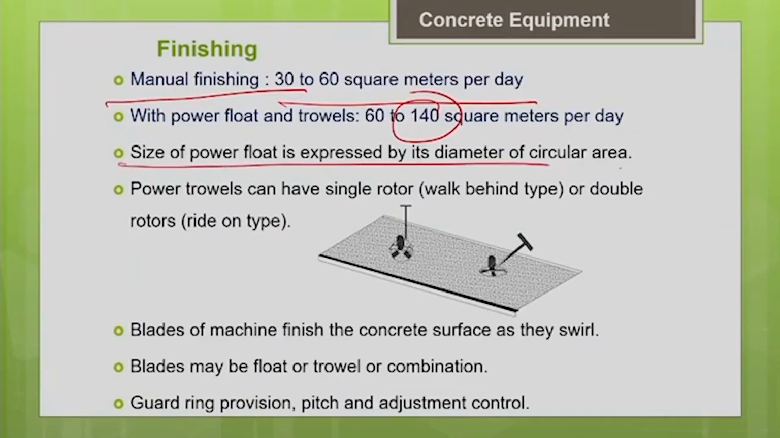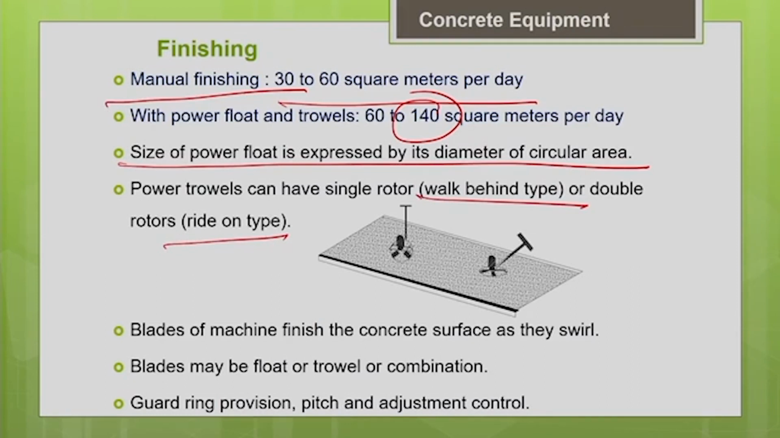The size of the power float is expressed by the diameter of the circular area. You can have smaller machines which are walk behind type models, or bigger machines which are ride on type models. So, different models are available in the market, and according to your project requirement, you can make the choice.